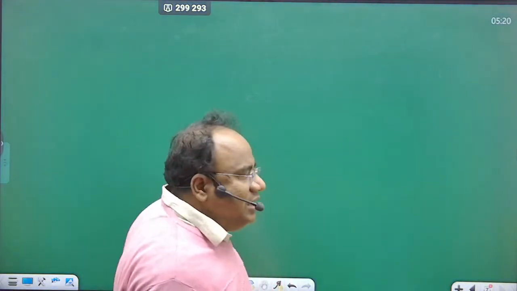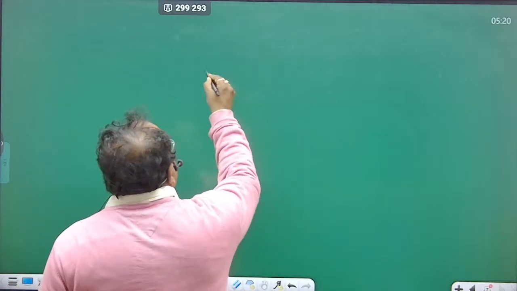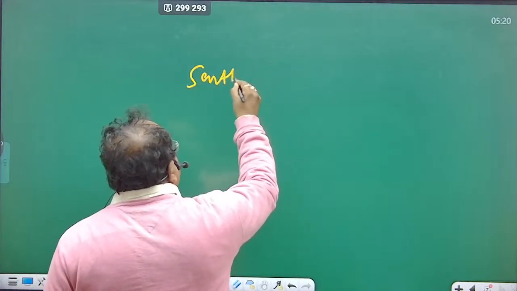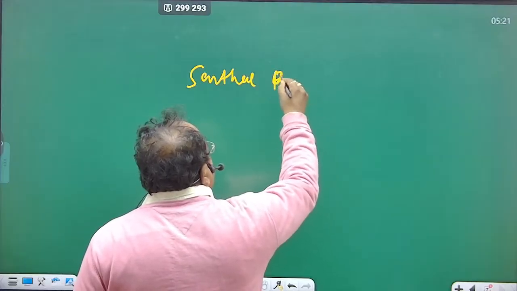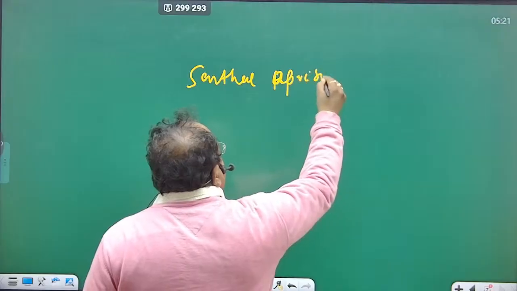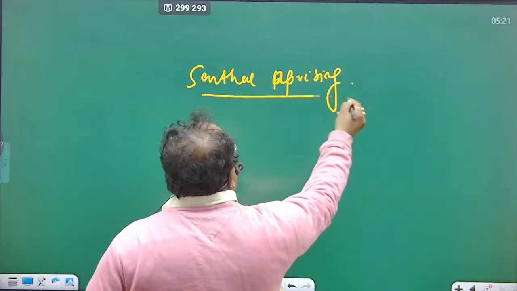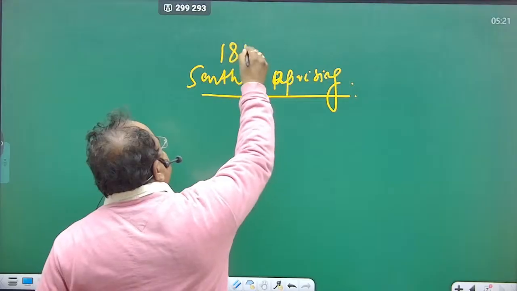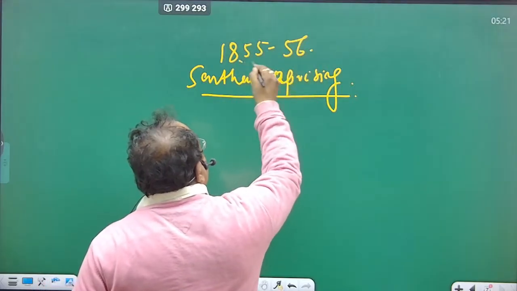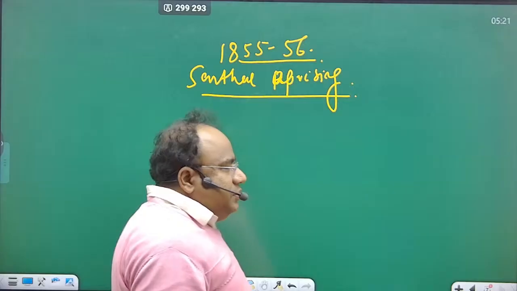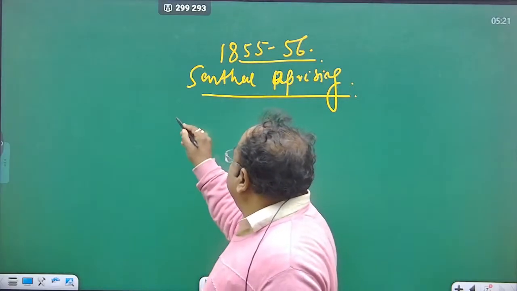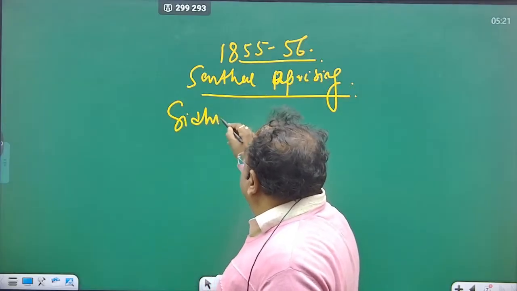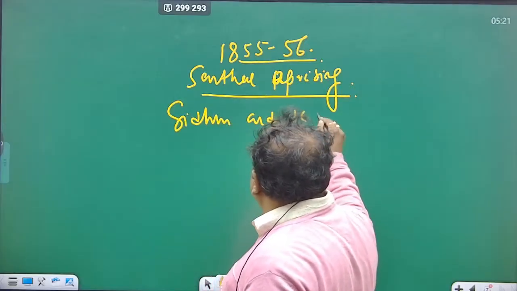This is the tribal peasant uprising, one tribal uprising, that is the Santhal uprising, 1855-56, right? The leaders were Sidhu and Kanu.